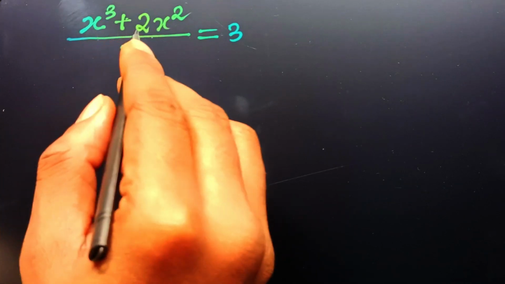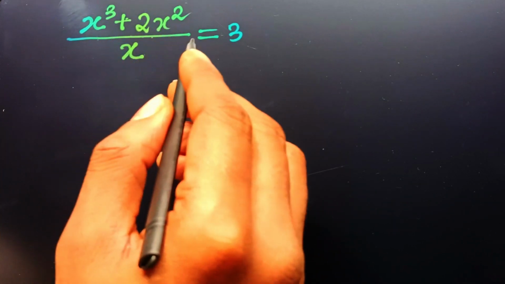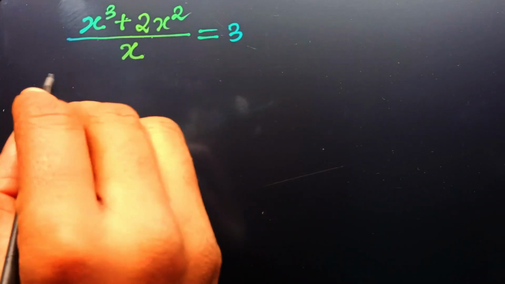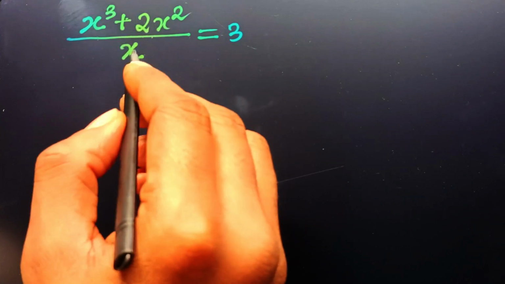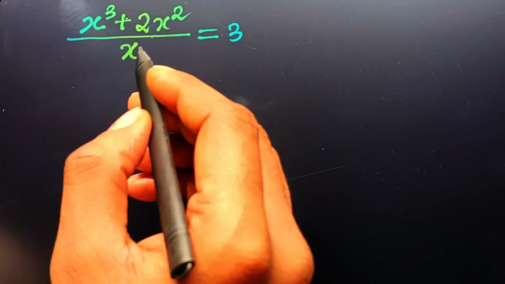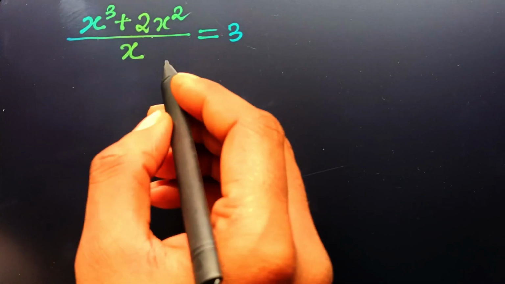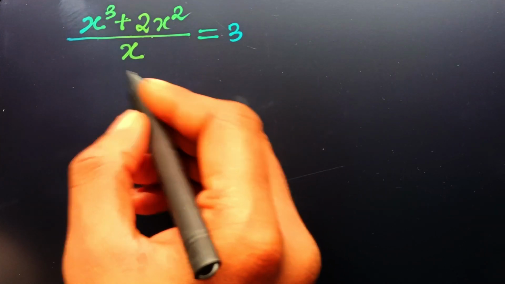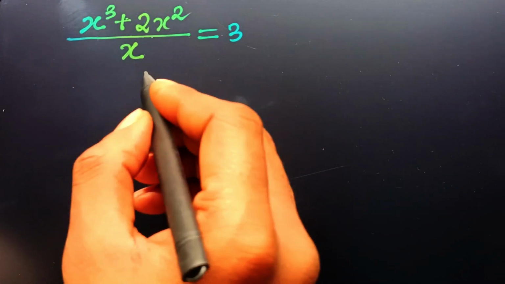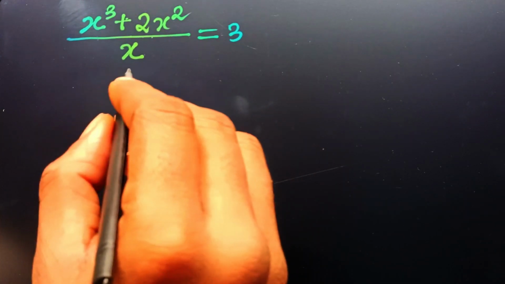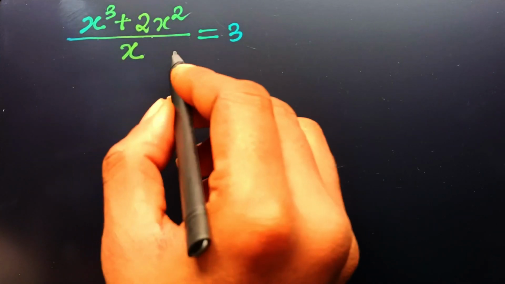Now, let us look closely at this equation. x cubed plus 2x squared over x equals 3. And the first thing you probably notice is that annoying x sitting in the denominator on the left-hand side. And honestly, nobody likes working with fractions if we don't have to.